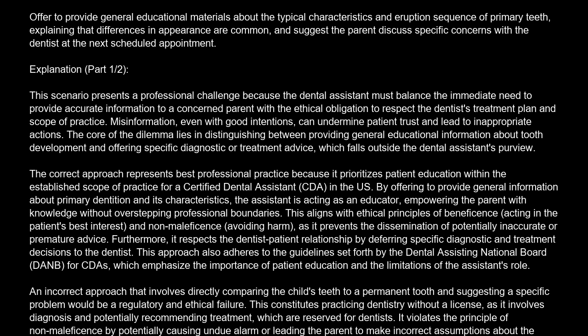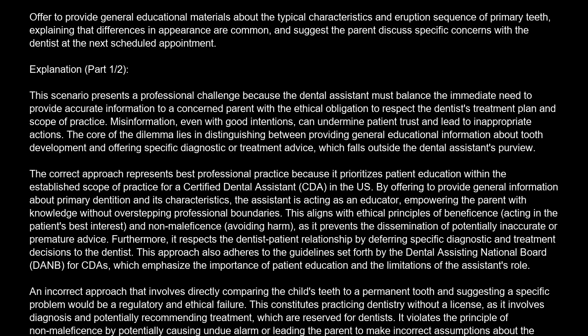Explanation. This scenario presents a professional challenge because the dental assistant must balance the immediate need to provide accurate information to a concerned parent with the ethical obligation to respect the dentist's treatment plan and scope of practice. Misinformation, even with good intentions, can undermine patient trust and lead to inappropriate actions. The core of the dilemma lies in distinguishing between providing general educational information about tooth development and offering specific diagnostic or treatment advice, which falls outside the dental assistant's purview.